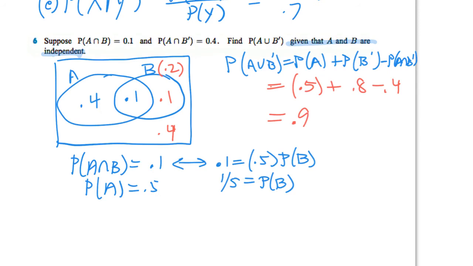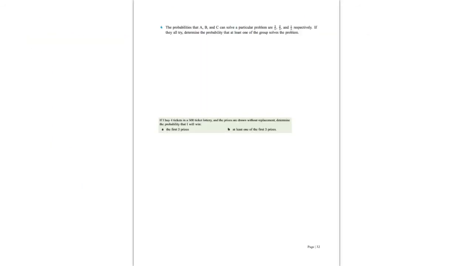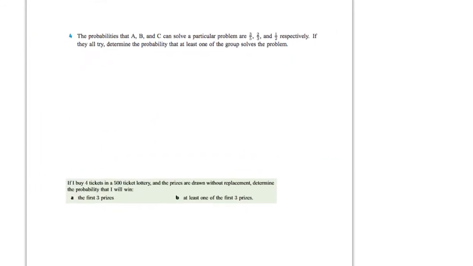Okay, that's not an easy problem. It does take a lot of focus on some algebraic thinking, some Venn diagram to help demonstrate the probabilities, and then the rules for independence as well as the addition rule. Okay, final page of chapter 9.